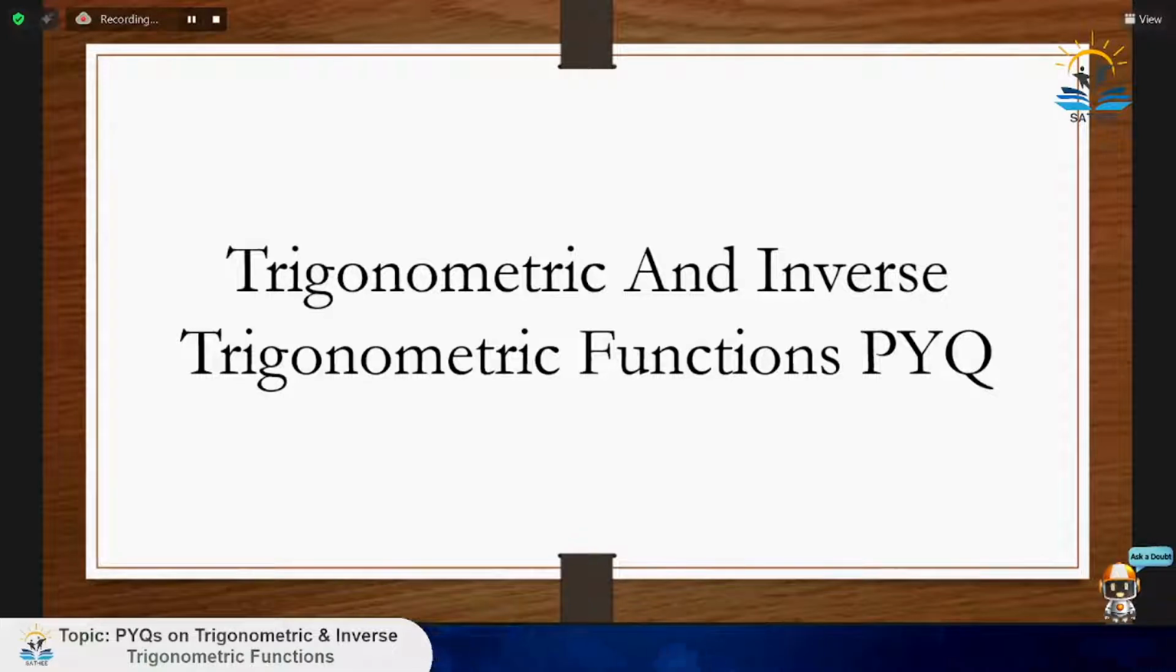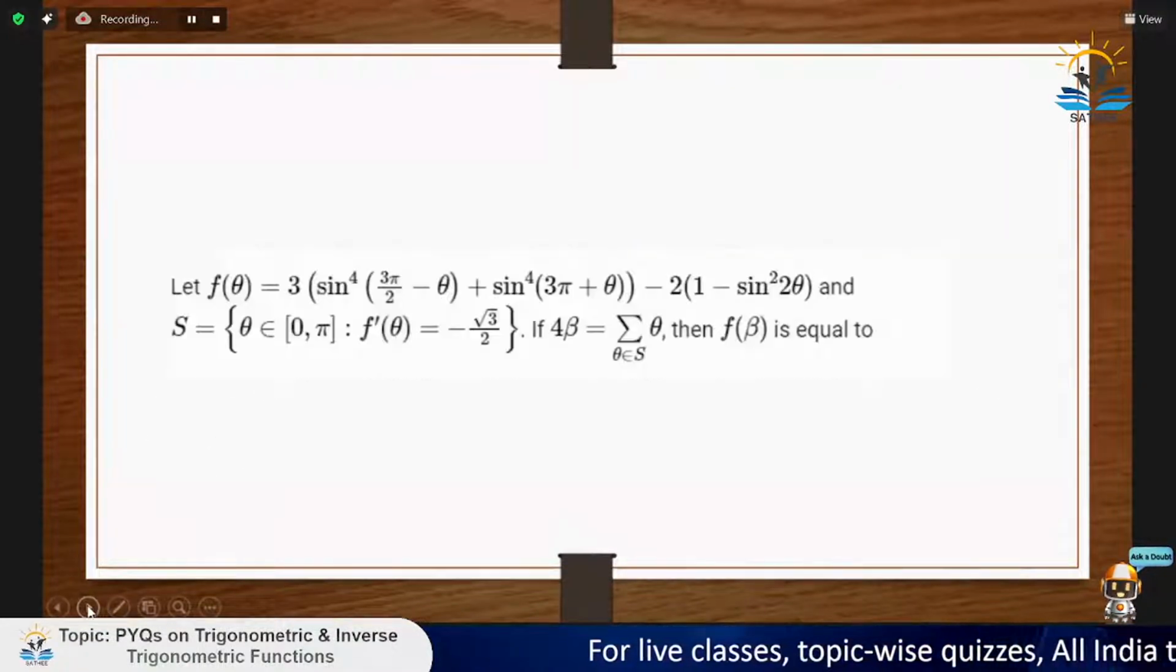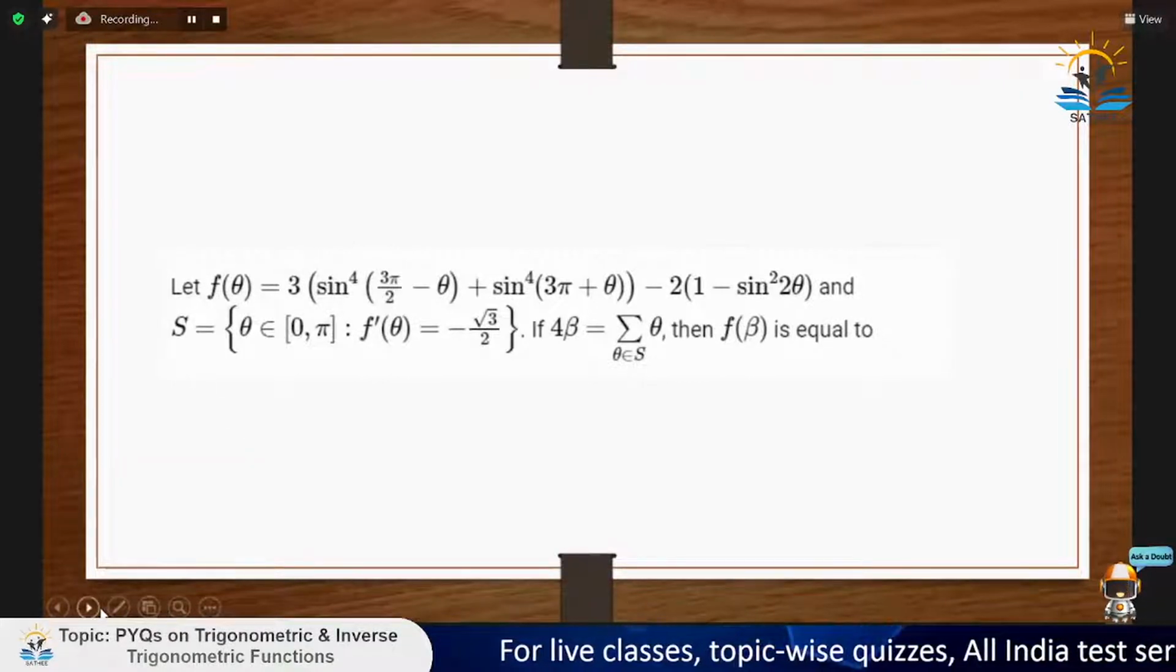So today in this session, I will be discussing PYQs on trigonometry and ITF, which means inverse trigonometric functions, from previous year JEE-Main questions. So let's start. So this is the very first question.